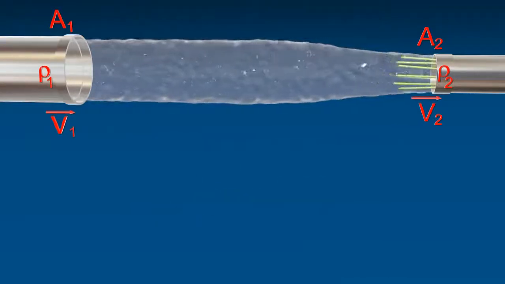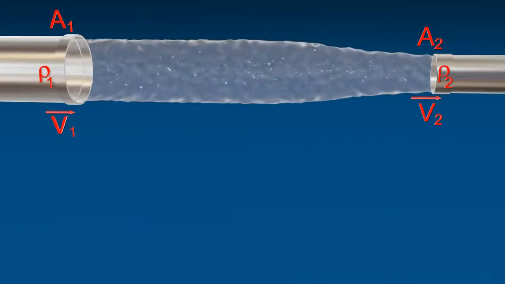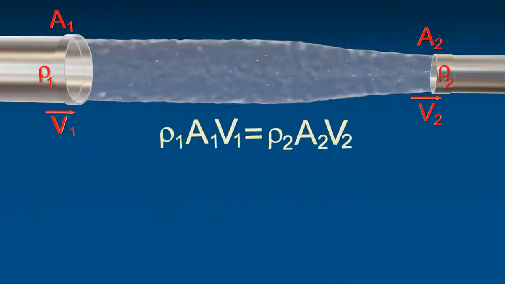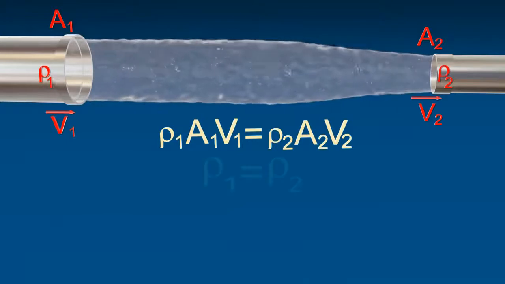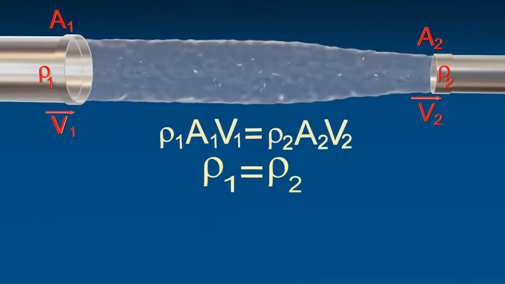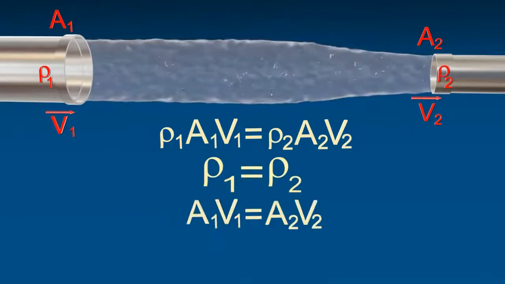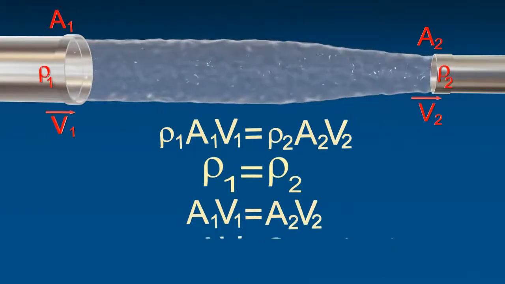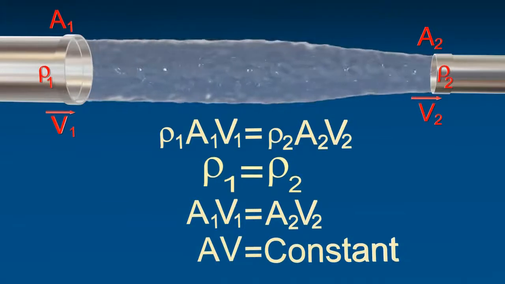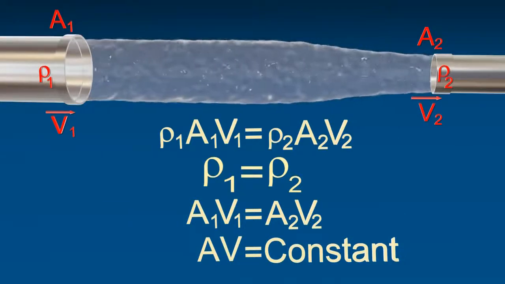Assuming there is no loss of fluid in the tube, that is, for an ideal fluid, therefore, these are equal, or AV equals constant. This is the equation of continuity.